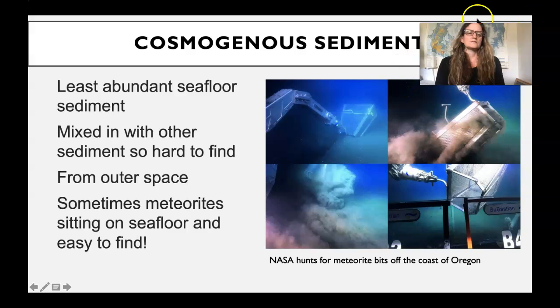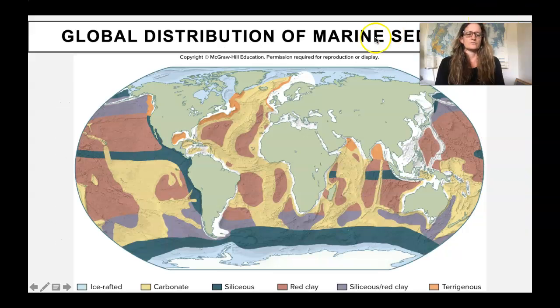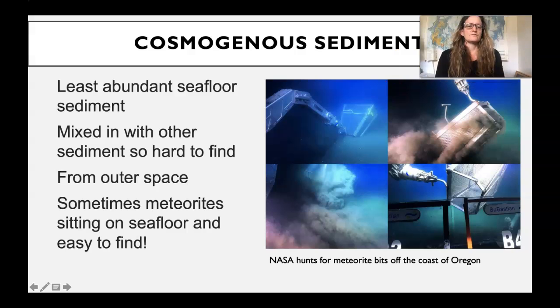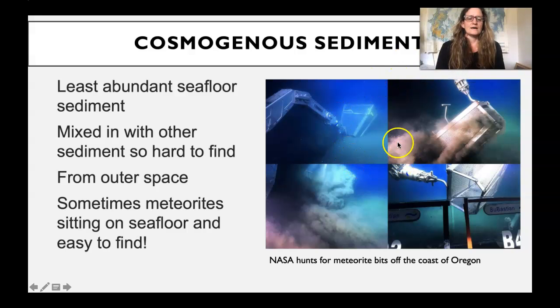Cosmogenic sediment is sediment from outer space. NASA has a program where they are looking off the coast of Oregon for meteorites, and those are cosmogenic sediments. They're definitely the least abundant sediment on the seafloor. They are mixed in with other sediment, so they're hard to find. In this case, they're sieving out muds, and what would be left behind is the meteorites.